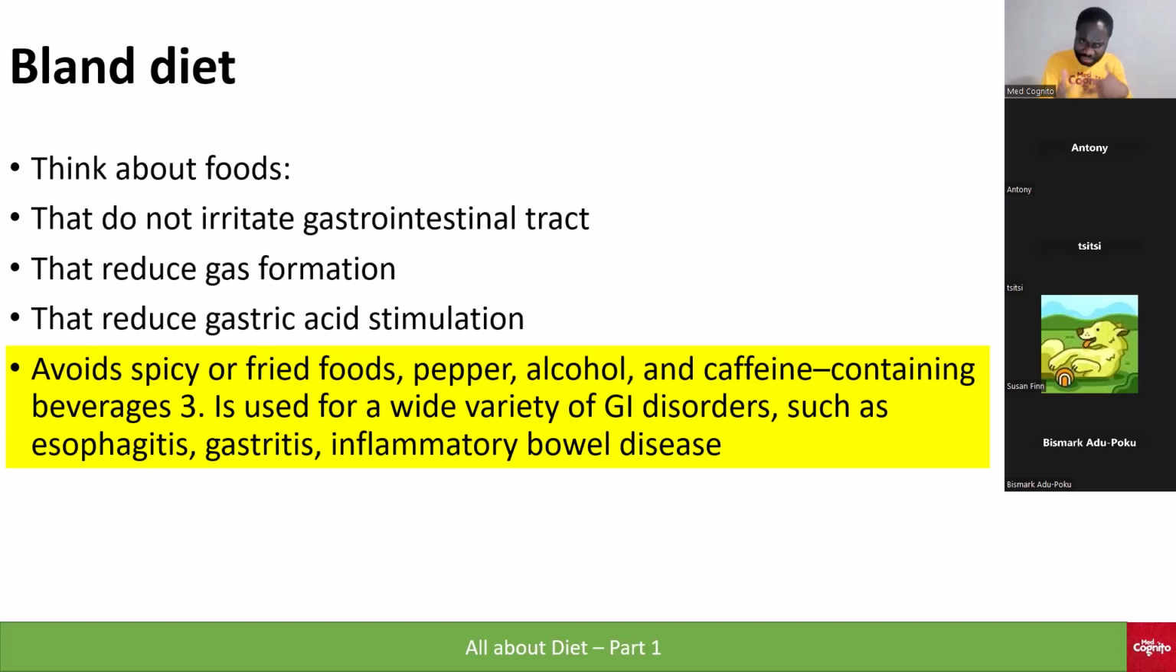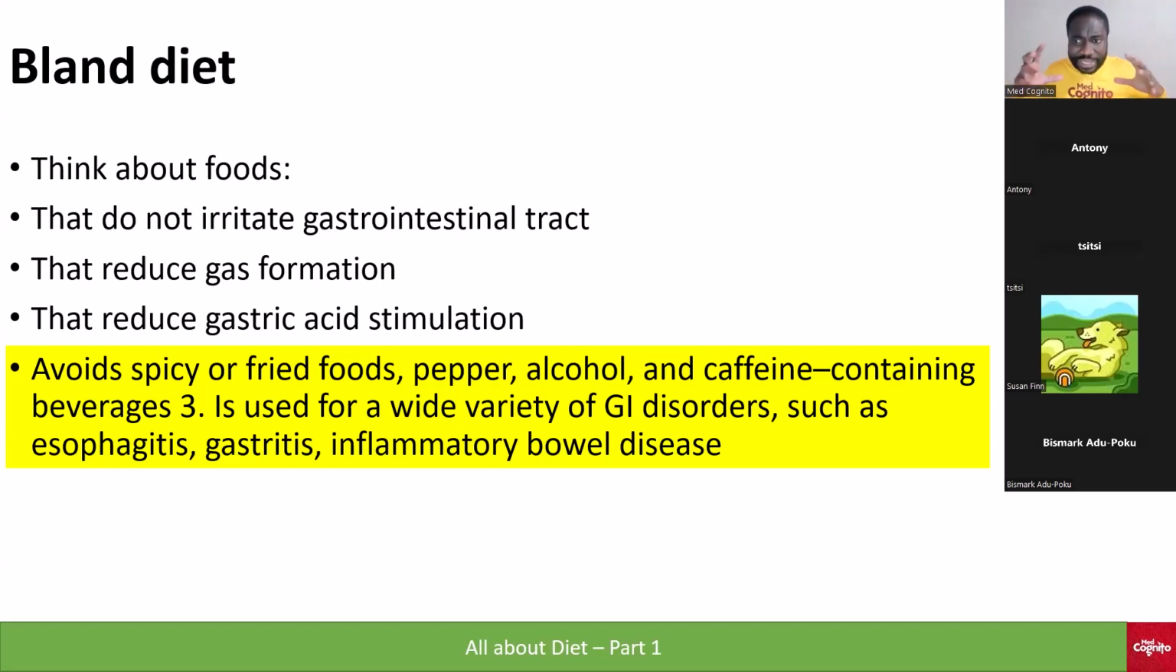It is used for patients with things like esophagitis, gastritis, inflammatory bowel disease. Because in these conditions, there's already inflammation. If you go and put spicy food, oh my goodness, it's burning the person's tummy. So for a bland diet, no, don't put pepper, don't put alcohol, don't put caffeine-containing beverages, don't give spices. And you also have to know the conditions you want to give bland diets to: esophagitis, gastritis, inflammatory bowel disease.